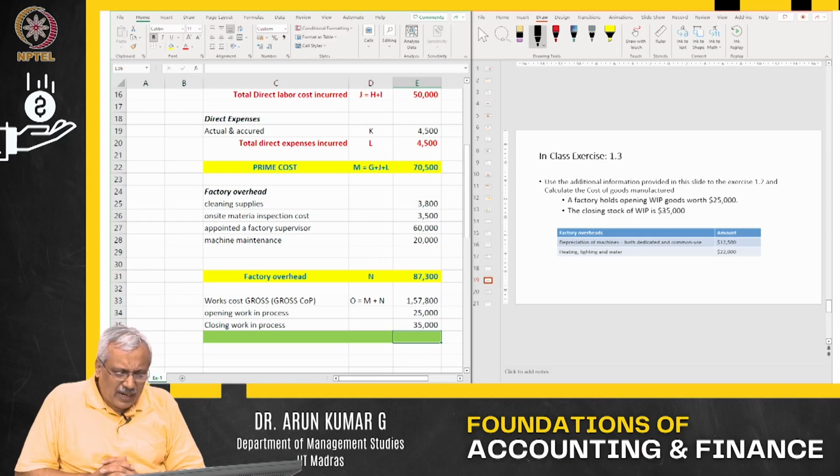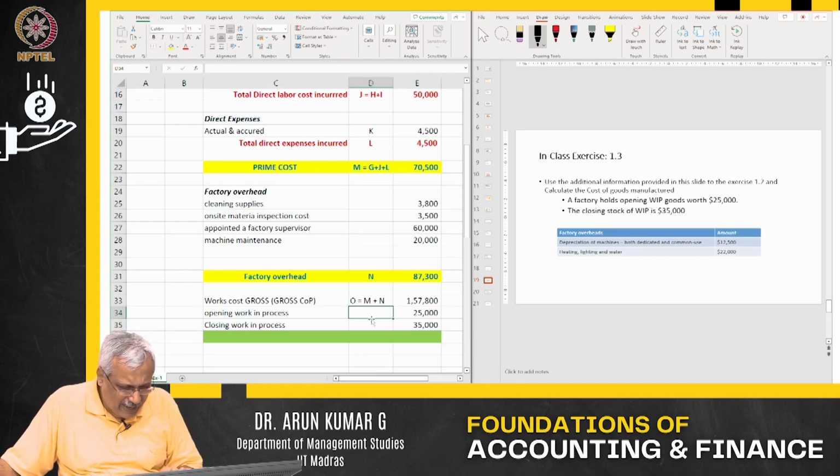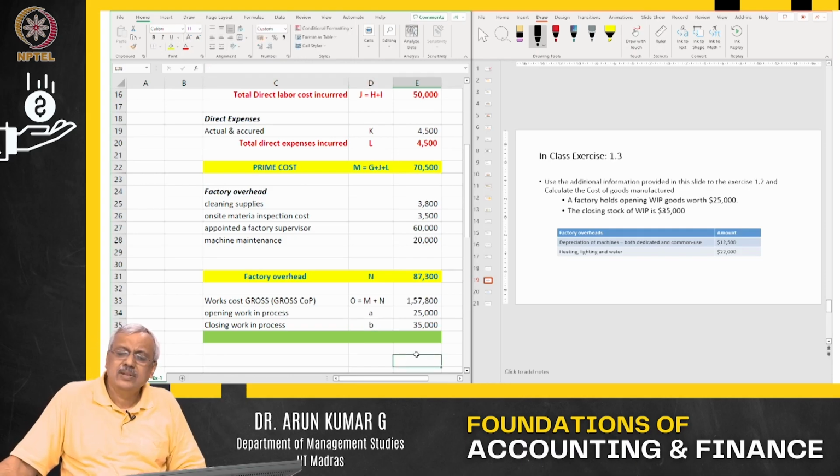So, what are we looking at in this particular case? Let us look at opening work in process. Let me keep a small alphabet A and let us keep a small alphabet B out here. Sir, there are two more aspects. Yes, we will come to that.